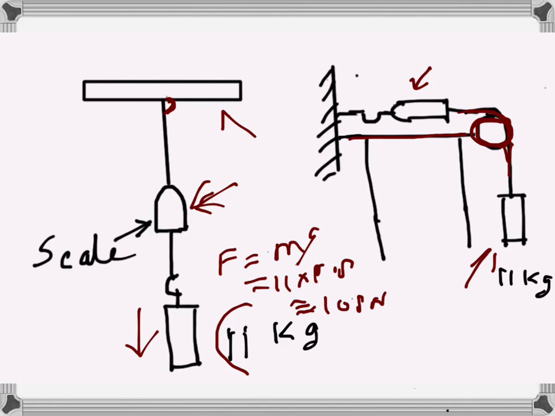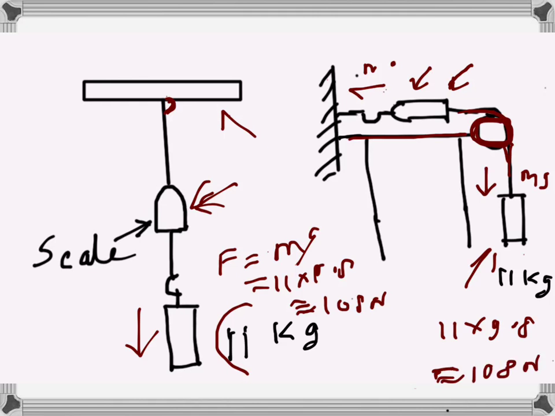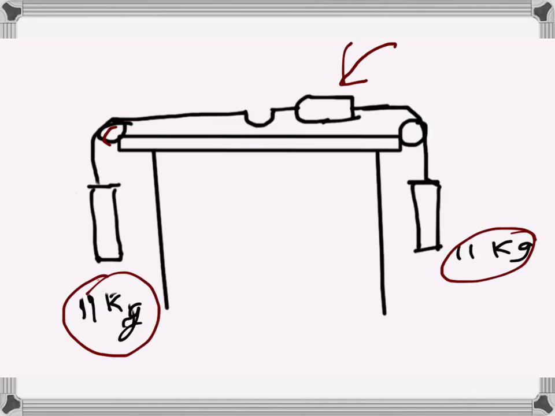In the second one, again, the force in this direction is mg, because that will be the weight force. It passes through a pulley, and the force that the wall has to provide to compensate this weight force will again be mg. So the reading of the scale will again be mg, 11 times 9.8, same as before, approximately 108 Newton. This time the supporting force is provided by the wall. Now let's come to the last one, the third one.